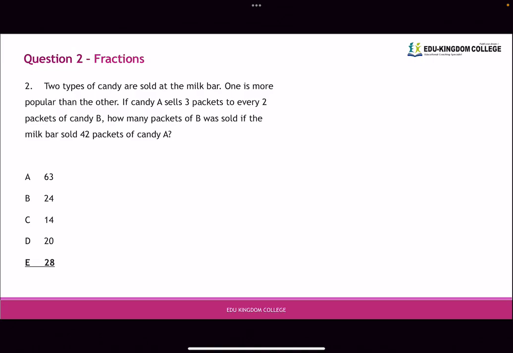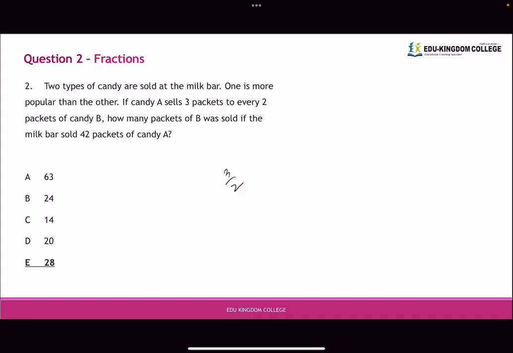Alright, 2 types of candy are sold at the milk bar. One is more popular than the other. Candy A sells 3 packets to every 2 packets of candy B, so it sells at 3 over 2 times the rate. How many packets of B were sold if the milk bar sold 42 packets of candy A?